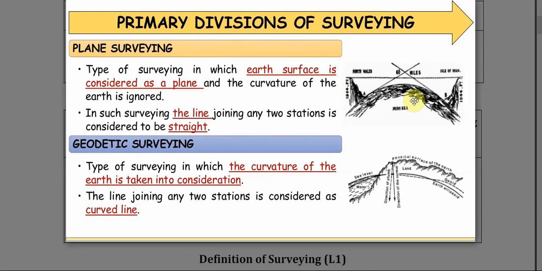But if you are conducting survey over large areas, such as if you are conducting survey throughout India, then you cannot assume the line as straight. You have to take into account the curvature of the earth. So this is the difference between plane surveying and geodetic surveying.